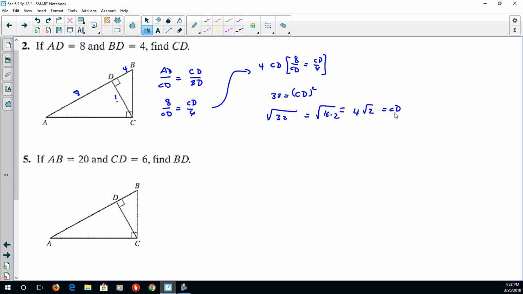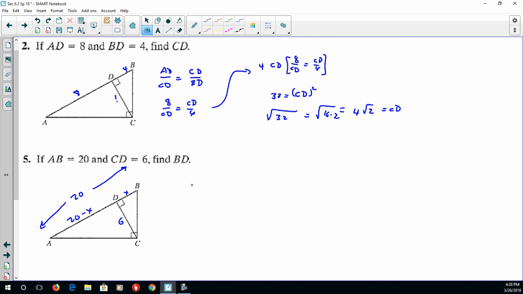Okay, number 5. All right, CD is 6. Here, AB is 20. So 20 is the big length here. It's the length all the way from here to there. We want to find BD, so I'm going to call that little guy X, and that means AD is what's left over when I take 20 and take X off of it.